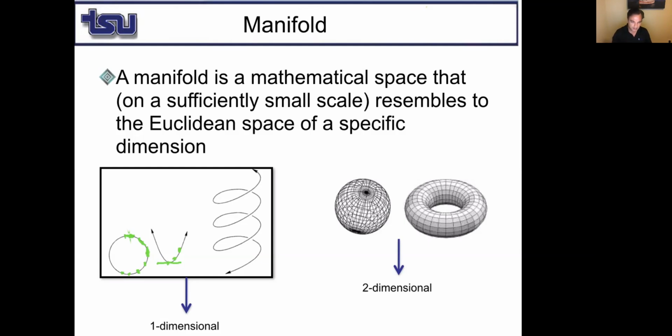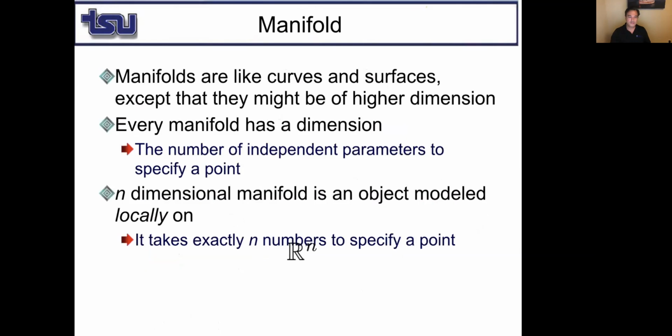However, here, think about this donut, okay? If you take a point here and zoom in to a sufficiently small scale, it will look like a plane. Similarly, on a sphere, if you take any point and zoom in, it will look like what? Again, a plane. So that's a two-dimensional manifold. So manifolds are like curves and surfaces, except that they might be of higher dimension. So that's basically what I'm trying to say here.